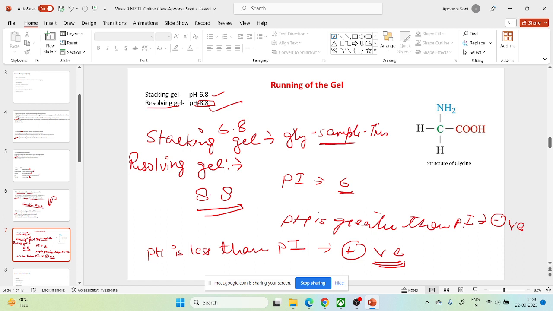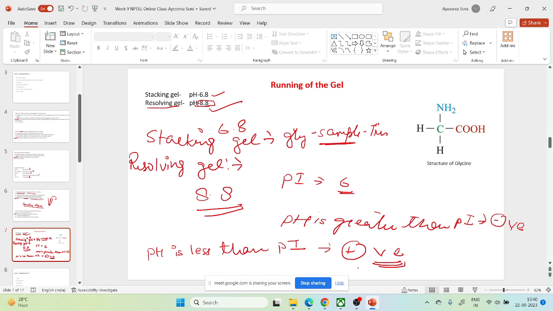There is a lot of explanation that is beyond the capacity of this class. But for now, you can remember these two statements: if the pH of an amino acid is greater than the PI, then it gets a negative charge, and if the pH is less than PI, it gets a positive charge. Now these two statements are very important.